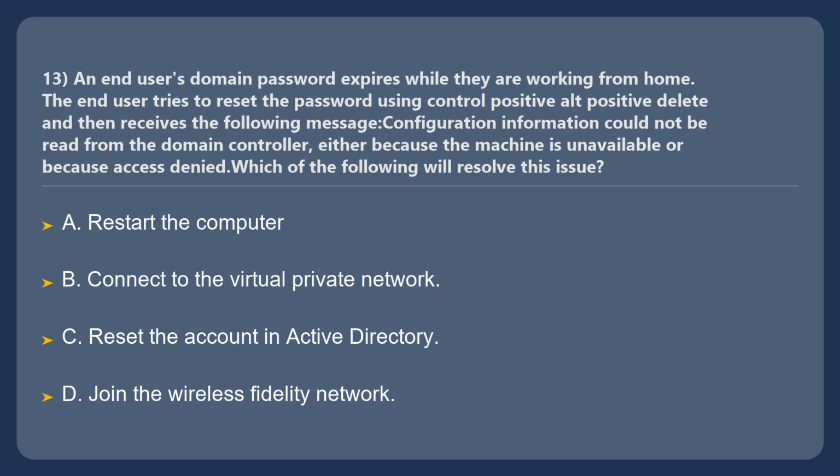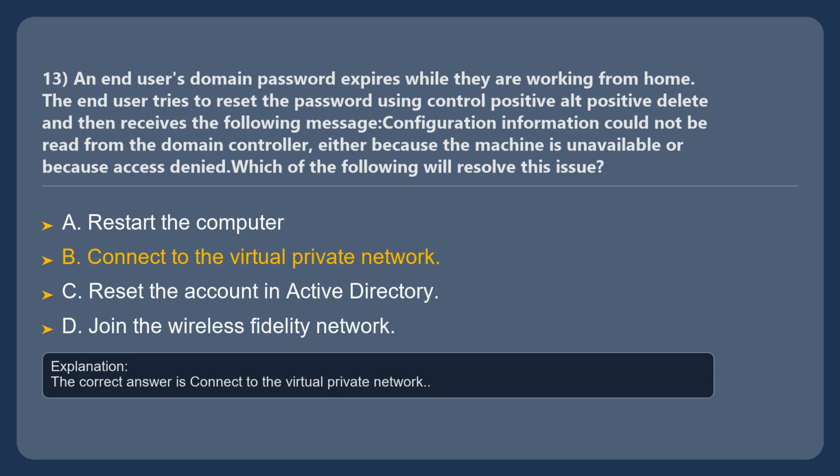Question 13. An end user's domain password expires while they are working from home. The end user tries to reset the password using Ctrl+Alt+Delete and then receives the following message: configuration information could not be read from the domain controller, either because the machine is unavailable or because access denied. Which of the following will resolve this issue? Option A, restart the computer. Option B, connect to the virtual private network. Option C, reset the account in Active Directory. Option D, join the wireless fidelity network. The correct answer is option B, connect to the virtual private network.